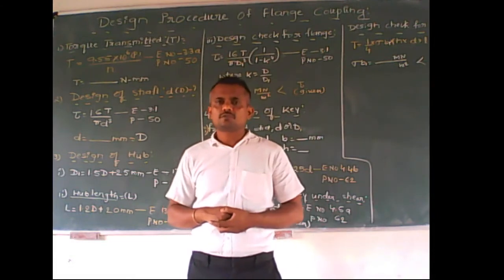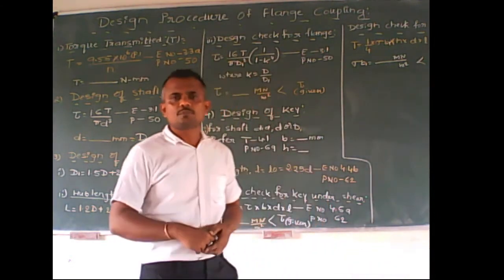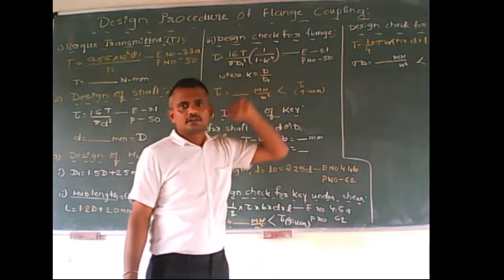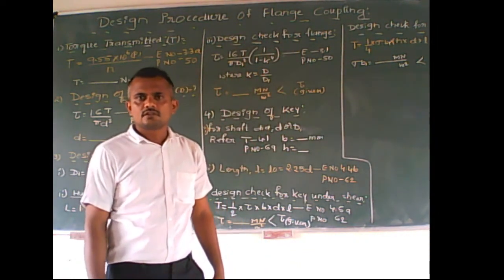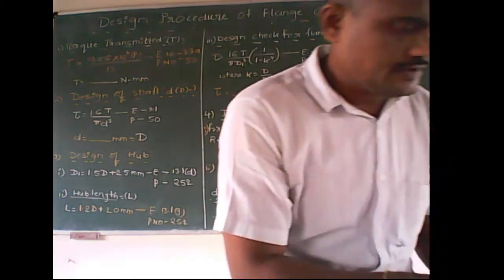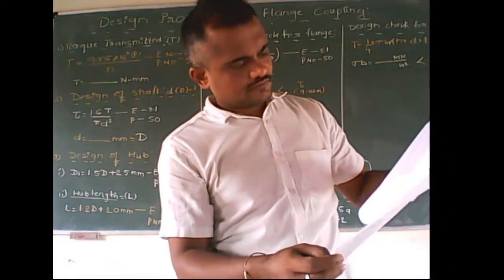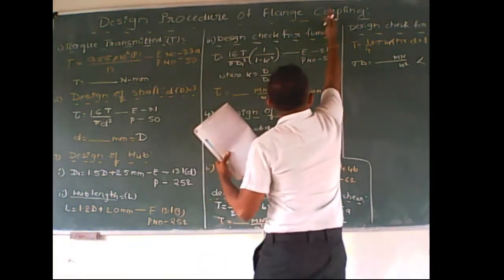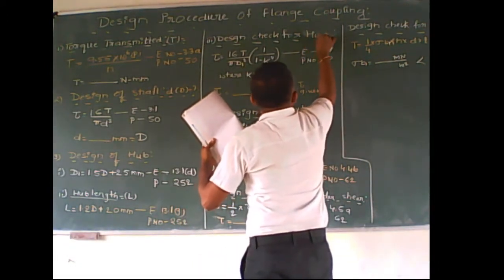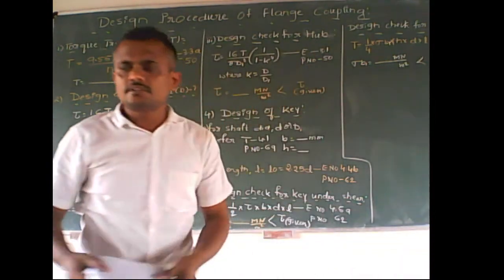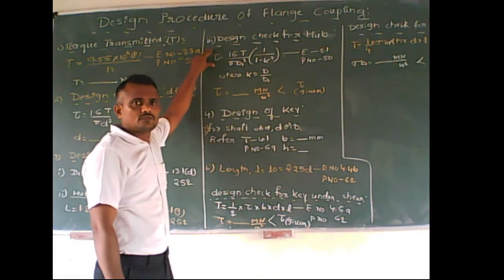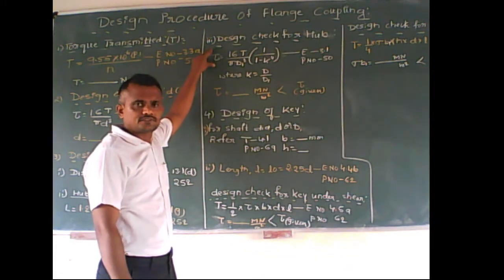Page number 252. So with the help of these two parameters, we have to go for the design check for a hub. So, design check for a hub. In the design check for the hub, you can use this equation again, as I told you, an equation available in the design of shafts.